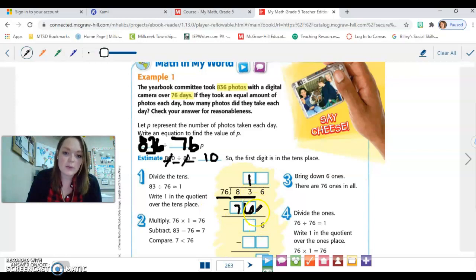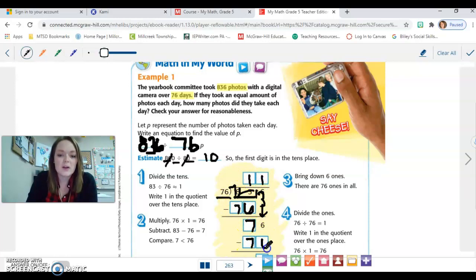Can we take 3 away from 6? No, cross it out. This becomes a 13. Borrow from our neighbor. 8 minus 1 gives us 7. 13 minus 6 gives us, how many? 7. So now we have 76. They brought down our 6 for us. How many times does 76 go into 76? One time. 1 times 76 gives us 76.